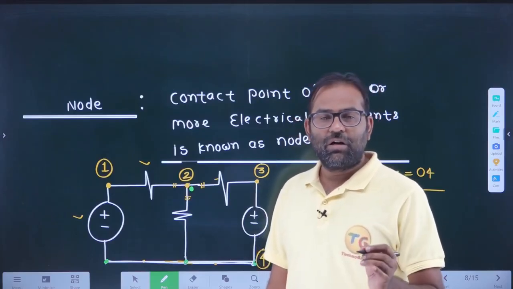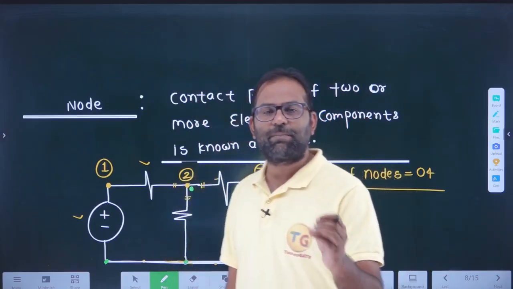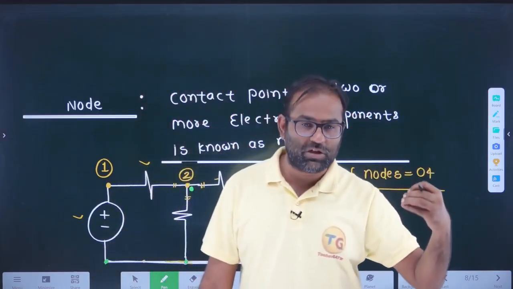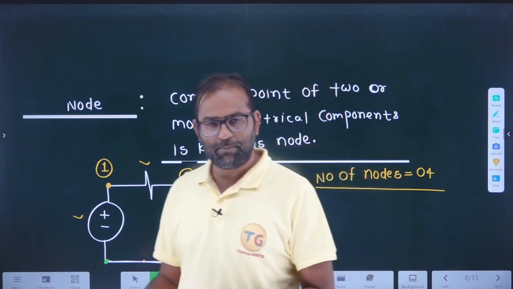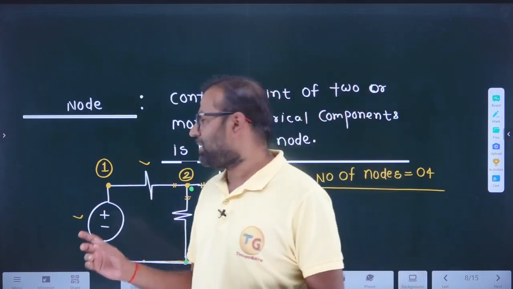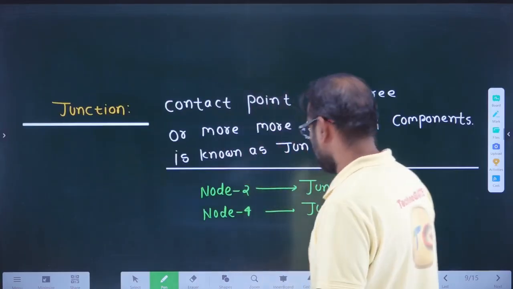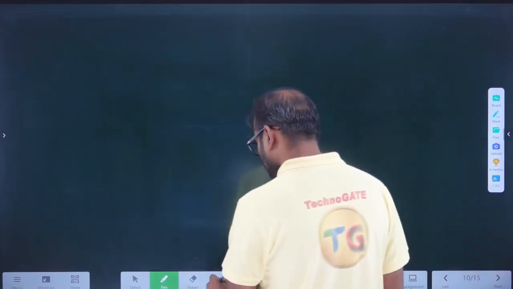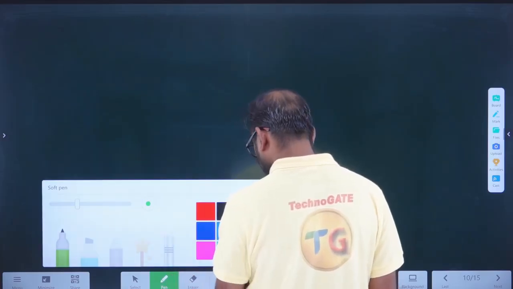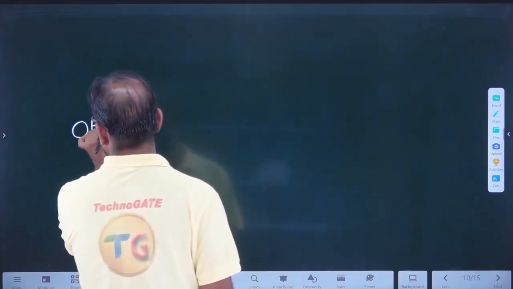So I can say, as an observation, Kirchhoff's current law is applicable to both node and junction. But if you want to calculate the unknown variable, just apply it on a junction. This is just an observation, not a rule. So what is the first rule? A few observations.